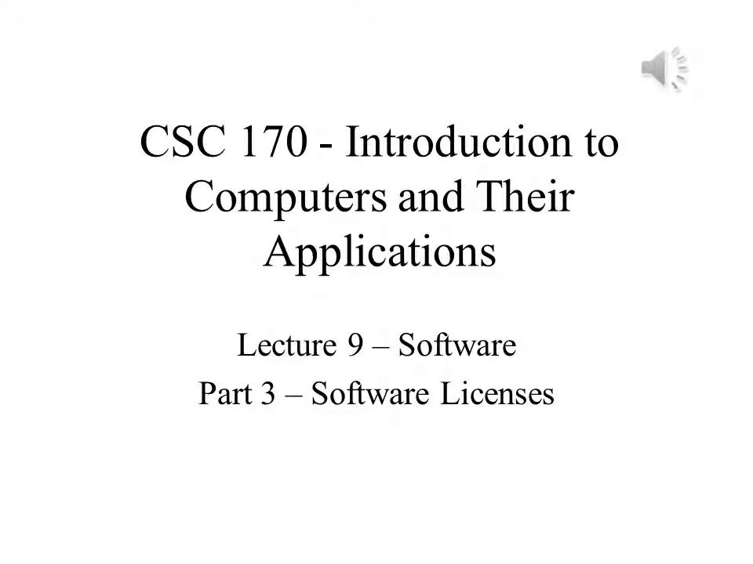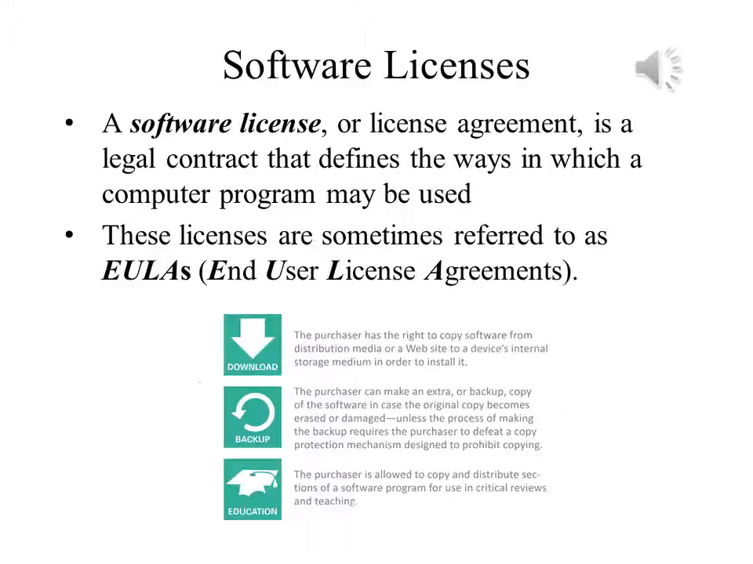In Part 3 of Lecture 9, we will discuss software licenses. A software license is pretty much exactly what it sounds like. You are buying a license so you can run the software. They're often referred to as end-user license agreements. In the illustration, the agreement shows you 3 of its terms.